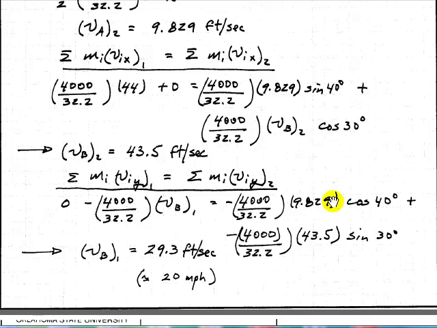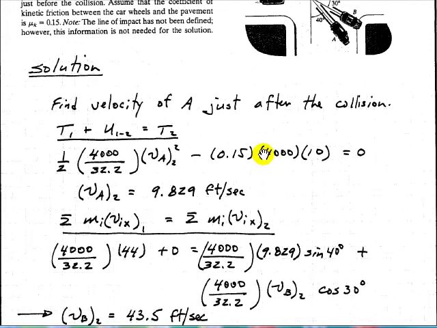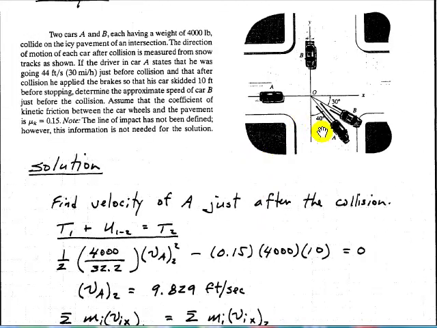Putting all of those together, we get that car B pre-impact had a velocity of 29.3 feet per second, or approximately 20 miles per hour. We were able to solve this problem without using the coefficient of restitution equation because we were given a large amount of extra information: the angle that each one left the impact scene, and enough energy information to determine the velocity of this one right after the impact, making coefficient of restitution unnecessary.